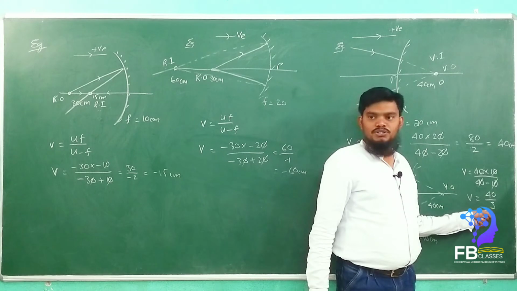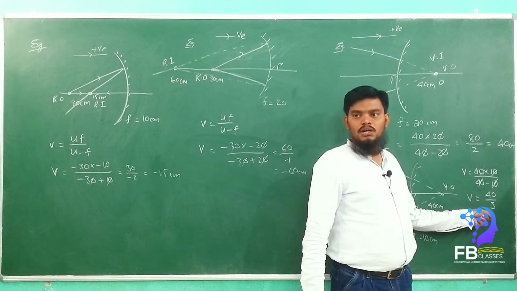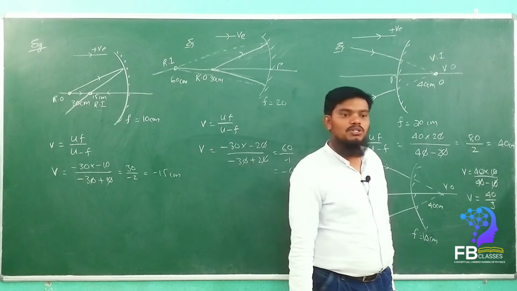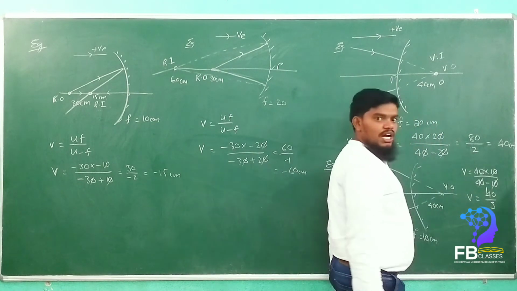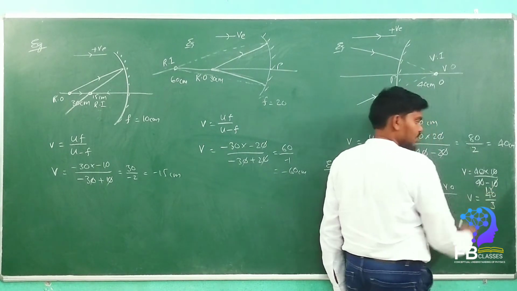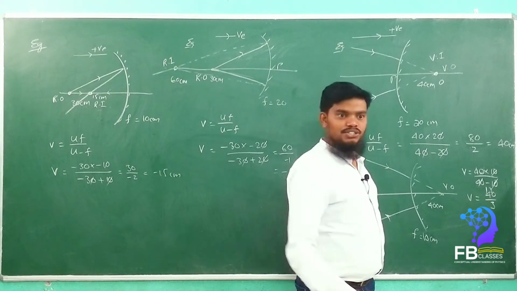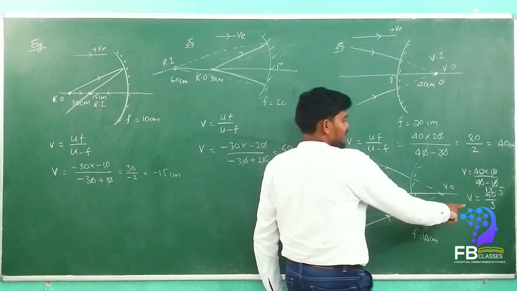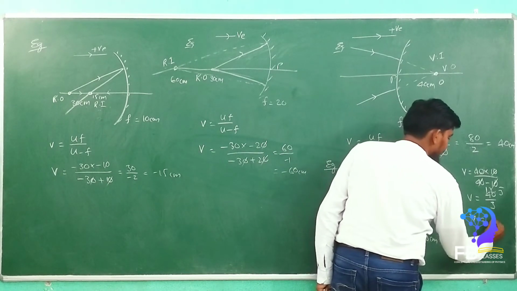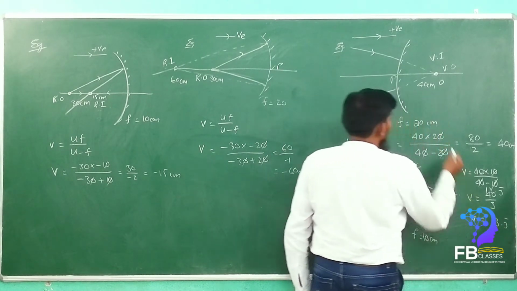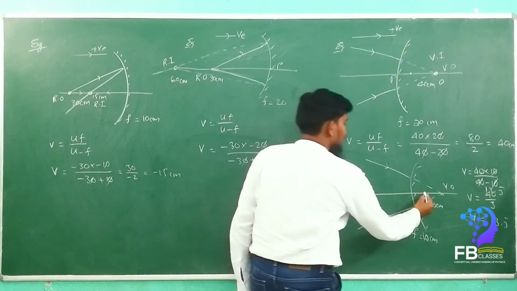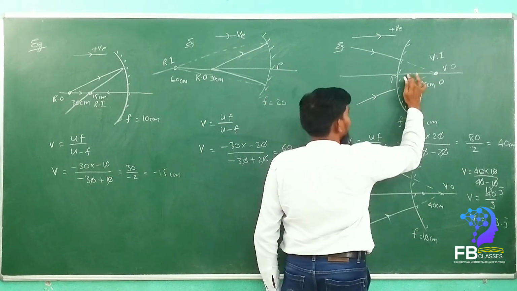40 upon 3 means how much value? 3 ones are 3, 3 threes are 9, 13.3. So that means 13 centimeters. Does it come as a positive or negative value? Positive value. So positive means 13 centimeters. Somewhere here the image is formed in this diagram.